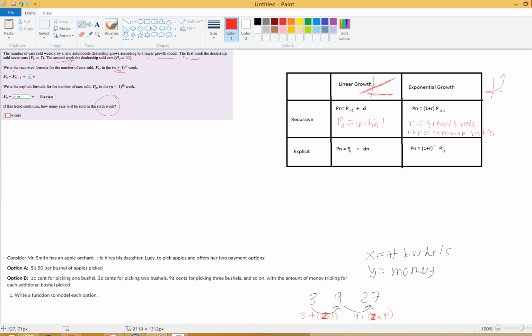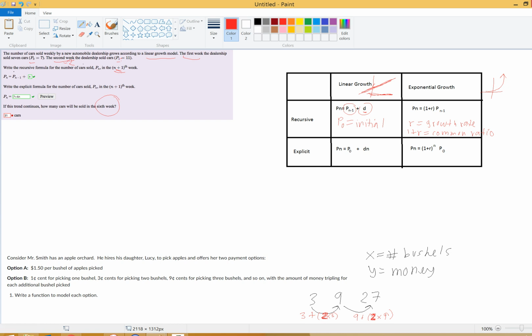So the recursive formula for linear growth always starts with an initial amount. You have to know the initial, because what recursive does is it builds off of the initial, and you keep going up and up and up from the one before it. And P sub n minus 1 simply means the term before the one you are at. So P sub n minus 1 is just the value of the week before. And then the d is the common difference that we're adding each week. So the first week the dealership sold 7, the second week they sold 11, so we're adding 4. And that's the number the d ends up being that we substitute into the formula, and so that was correct.